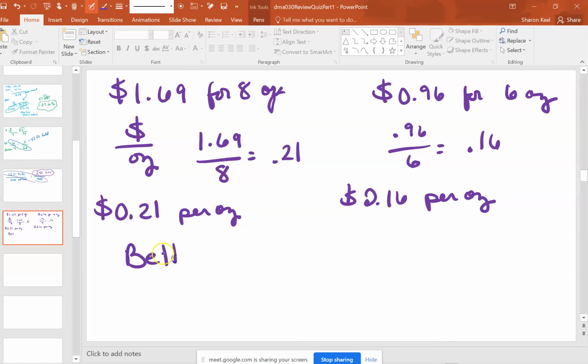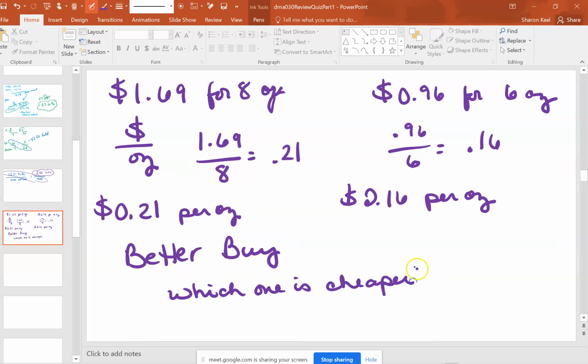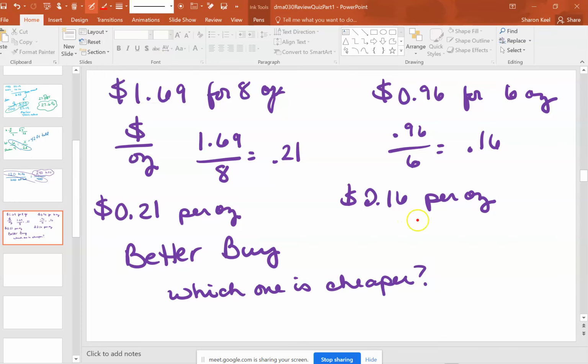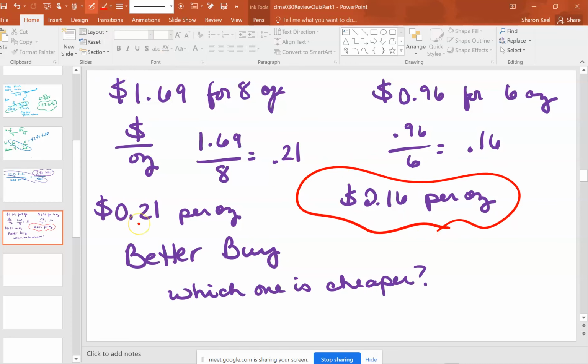And for this problem, when it asks you for the better buy, we want to know which one is cheaper. Which of these is cheaper? The better purchase would be the one that's 16 cents, which is cheaper than 21 cents. So the 6-ounce package is the cheaper buy.